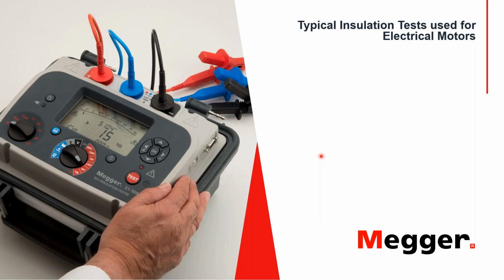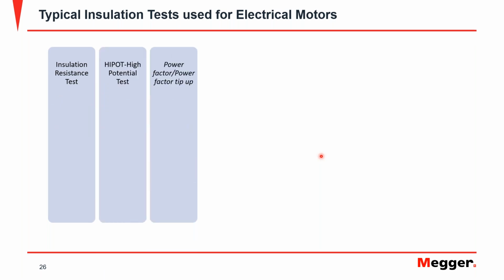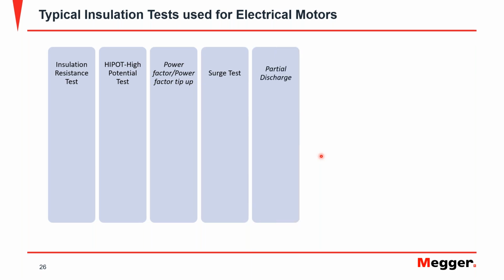Now, the typical insulation tests used for electrical motors are the insulation resistance test. This is the so-called Megger test. Then you have the high pot or high potential test. You have power factor and power factor tip-up, which are tests that I am not going to describe here. We may at some point do a webinar about it. There is the surge test, which is the last one that I'm going to talk about today. Partial discharge is something that will be discussed tomorrow.